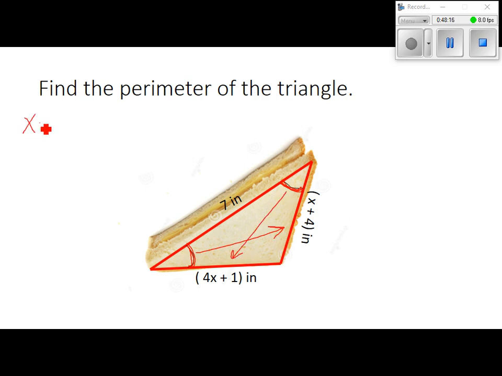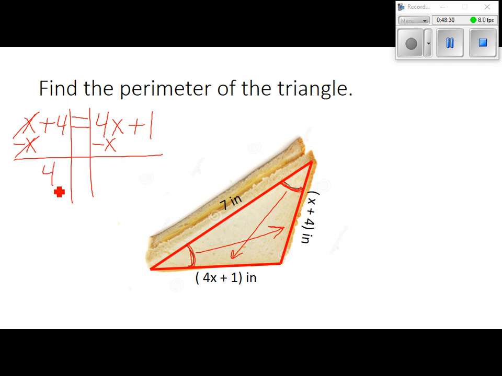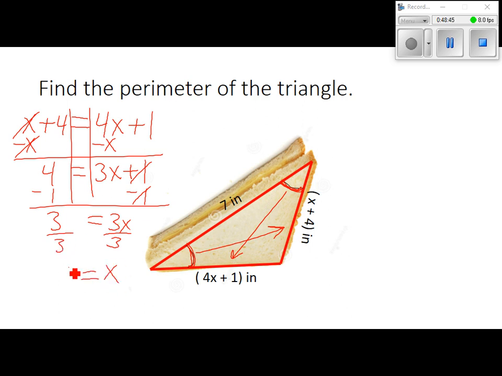So x plus 4 has to equal 4x plus 1. And we just solve that, subtract x on both sides. We end up with 4 equals 3x plus 1, subtract 1 on both sides. Those cancel out, we end up with 3x equals 3. Divide both sides by 3, we end up with x equals 1.